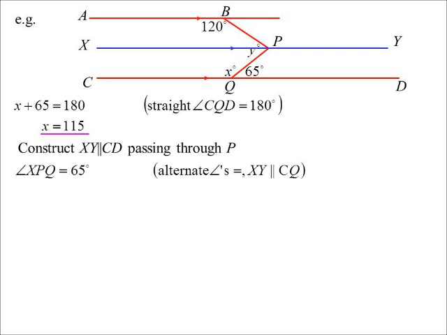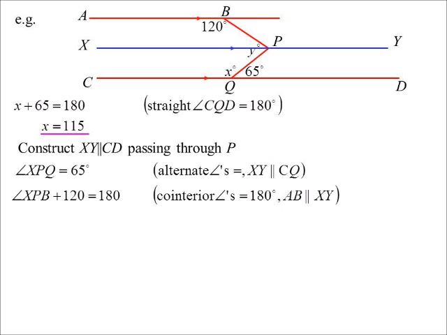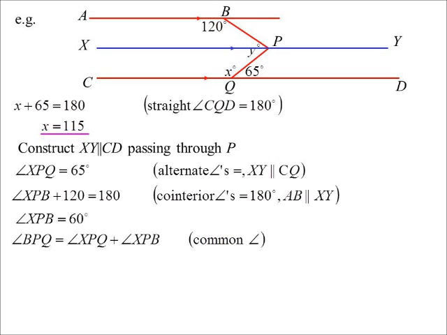So now I'm going to say, well, look, angle XPQ will equal 65 degrees. They're alternate angles. And XPB plus 120 will be 180. They're co-interior angles. Using that information, I can work out XPB is 60 degrees. But the angle I'm looking for is BPQ. But in fact, BPQ is made up of XPQ and XPB. I call that common angle. Common meaning the same. So I'm talking about the same angle. I'm just describing it in two different ways. Substitute in 65 and 60, and we get y is 125.